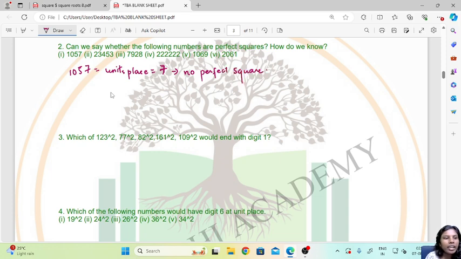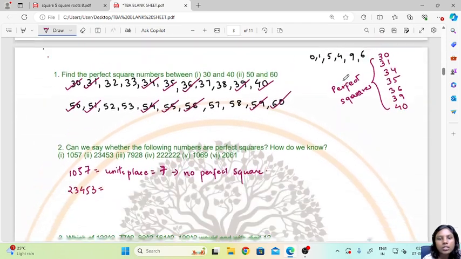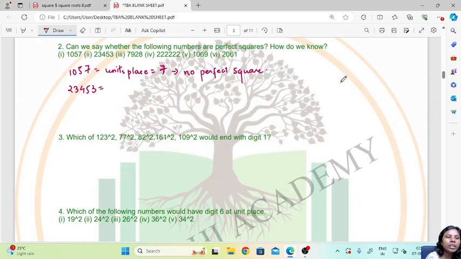Then we have 23453. So in this again 3 is there. So 3 also does not have a perfect square. So we can write units place is 3. Therefore no perfect square.